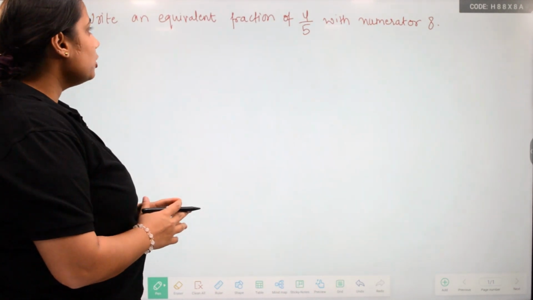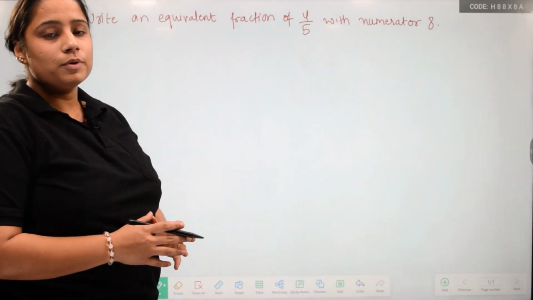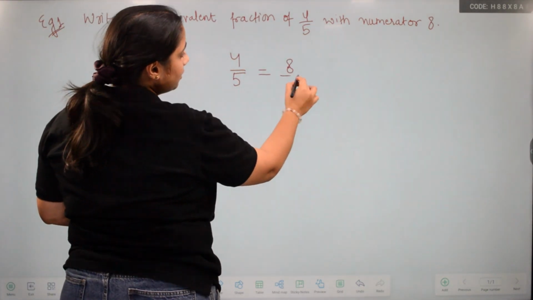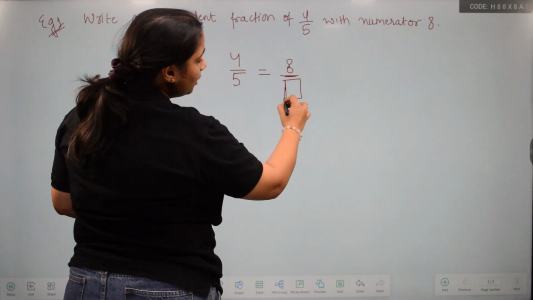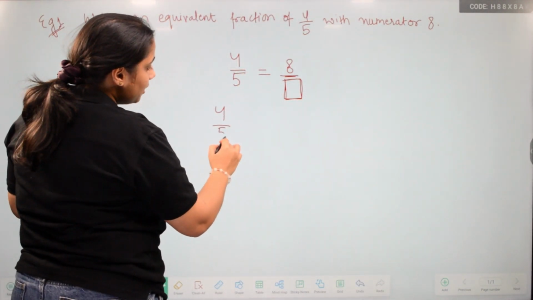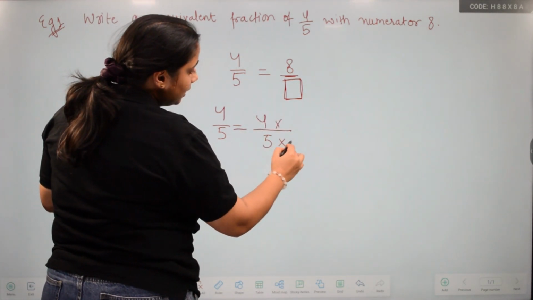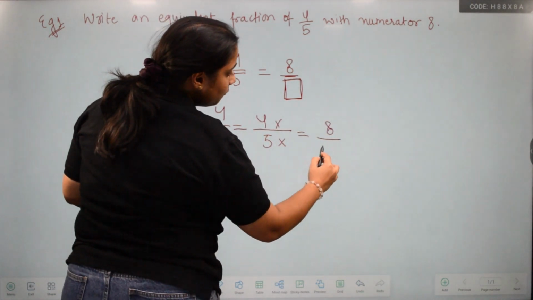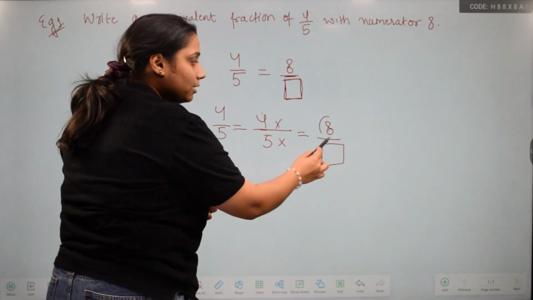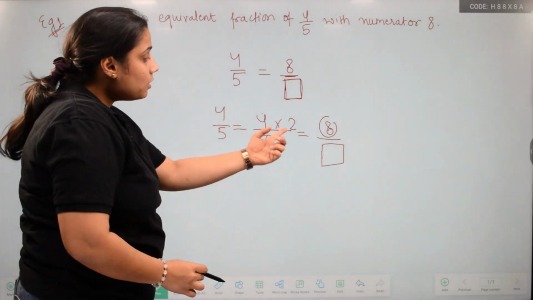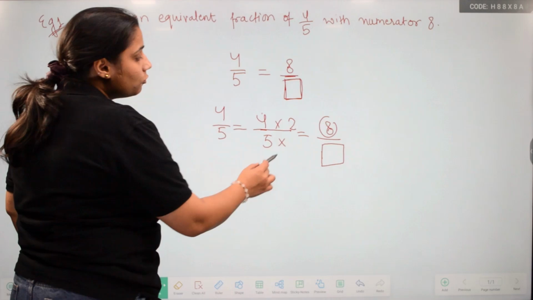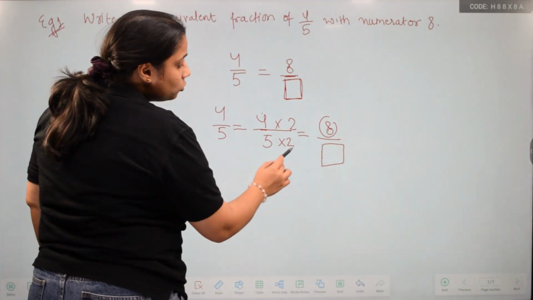Example 1. Write the equivalent fraction of 4 by 5 with numerator 8. We can write this as 4 by 5 equal to 8 here on the numerator side, and we will find out what comes on the denominator side. So let's take it as 4 by 5 equal to 4 by 5 into what makes it 8 here, and what will come in this box. So what should be multiplied in 4 to make 8 here? It is 2. And we know that whatever number is multiplied on the numerator side, it will be multiplied on the denominator as well. So we'll multiply by 2 here. And 5 into 2 is 10.